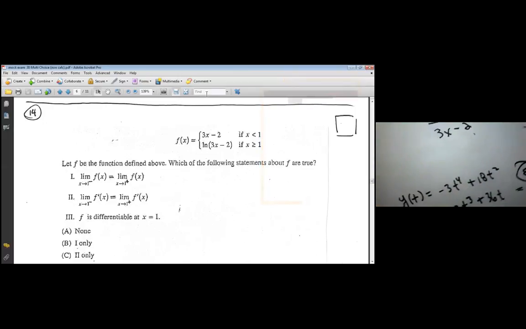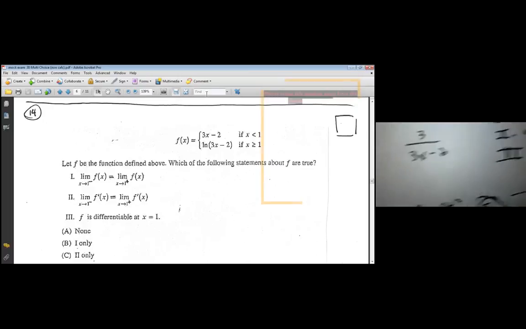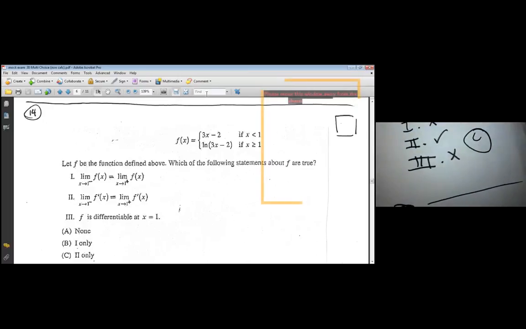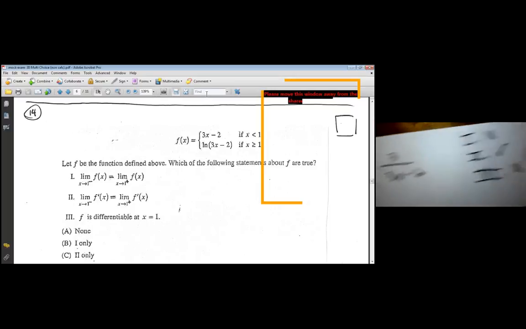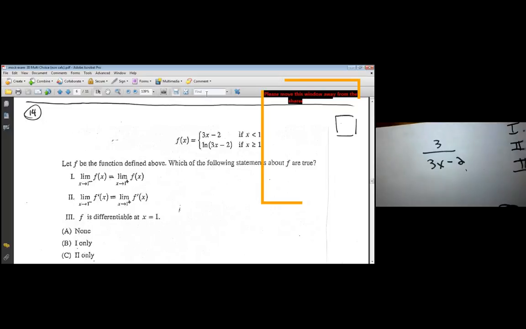Mr. Baker, but when you derive it, it's going to give you like the same number. Yeah, that's why choice two is good. So I mean, it's not differentiable. Yeah, it shows it's going to be 3 over 3 and 3 over 3x negative 2.